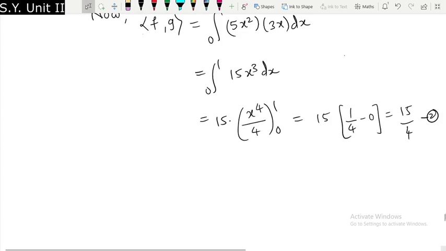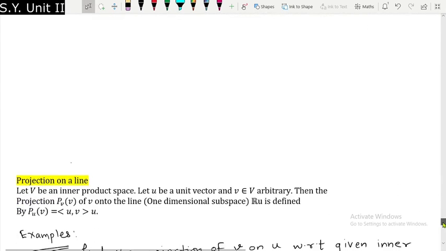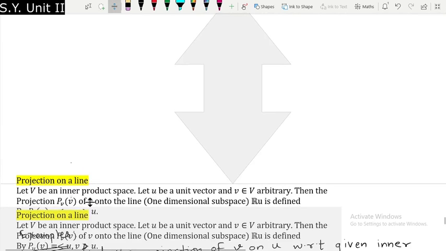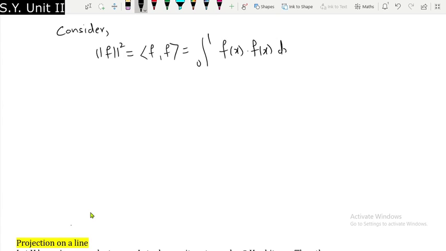Now in order to calculate the denominator, we are supposed to calculate norm f as well as norm g. So first of all we'll go for norm f and then we'll go for norm g. In order to calculate norm f, I'm going to consider norm of f square, then later on I'll take the square roots on both sides. So it will be the inner product of f with f, which is equal to integral 0 to 1 f of x multiplied by f of x dx.